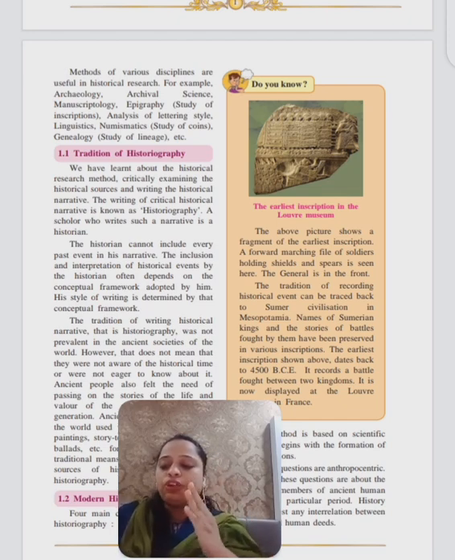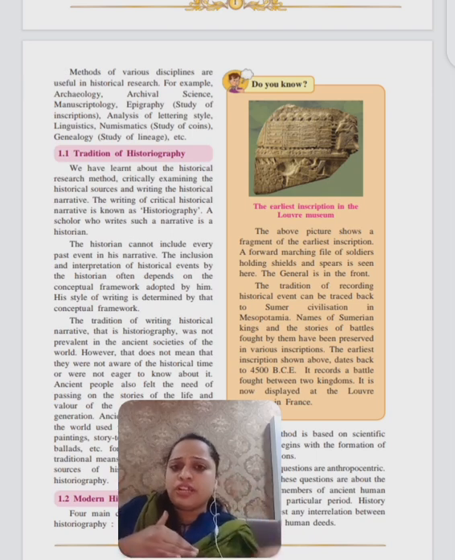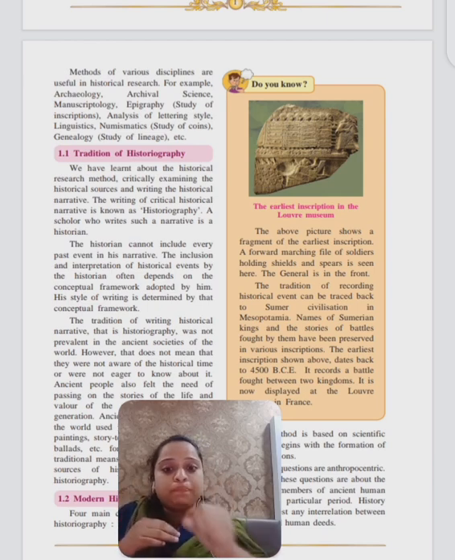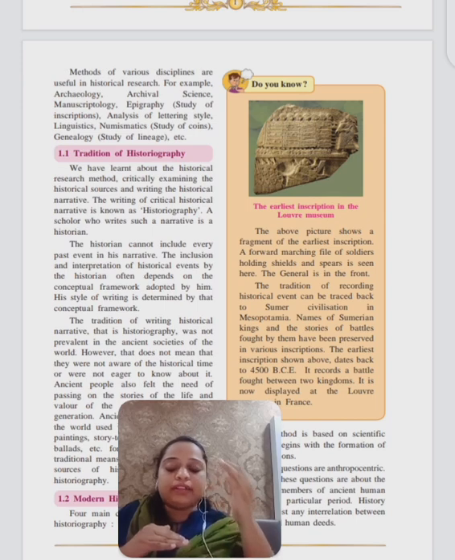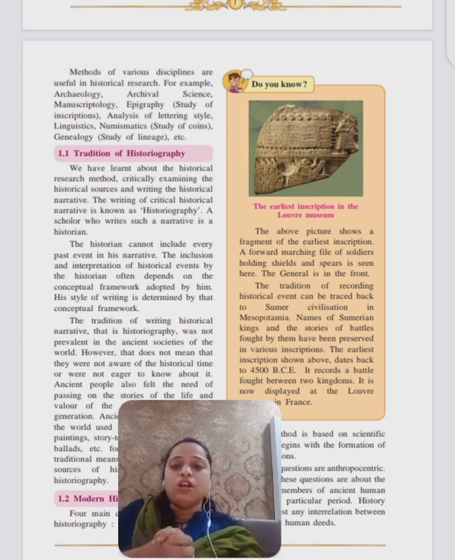The historian cannot include every past event in his narrative. Whatever narration he is giving, it is not possible to include every past event. The inclusion and interpretation of the historical events by the historian often depends upon the conceptual framework adopted by that historian. His style of writing is determined by that conceptual framework. So students, what is important? His style of writing, how that particular historian is writing, that is more important, students.